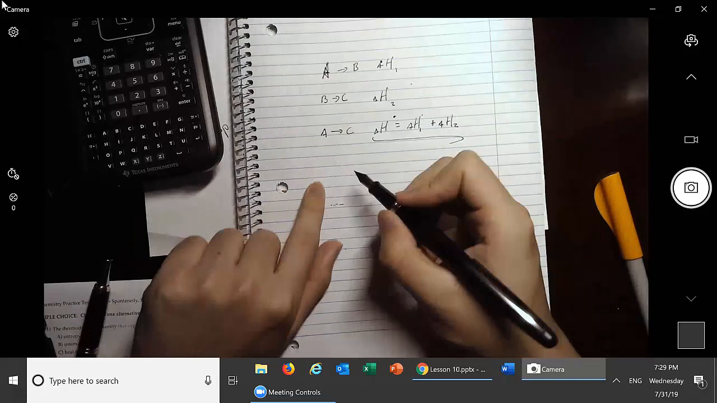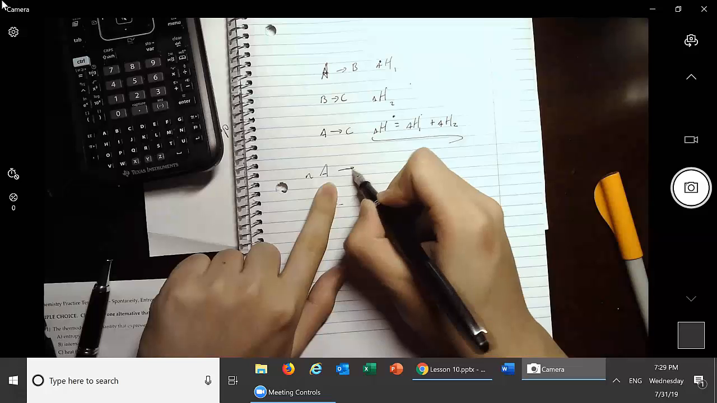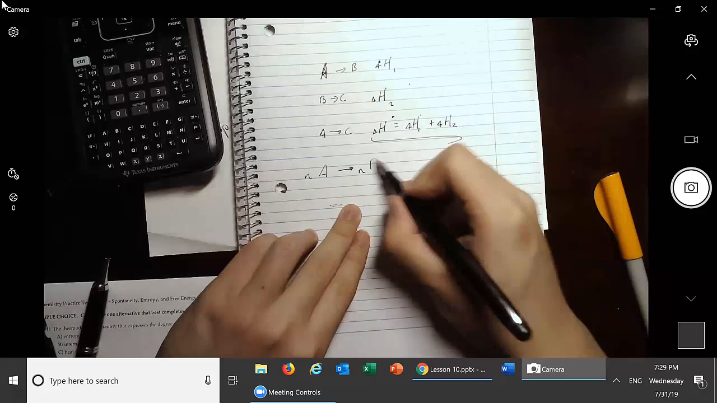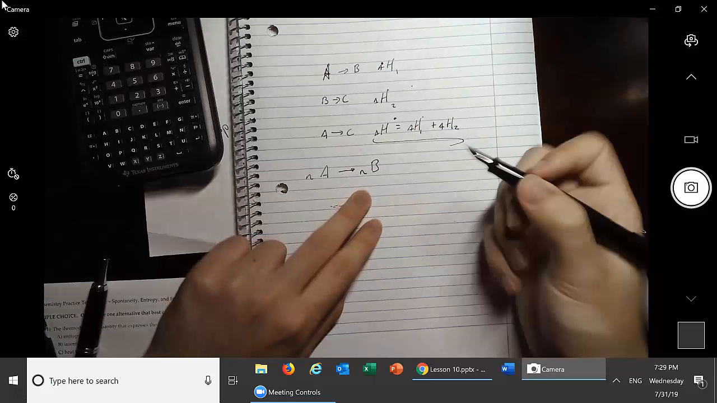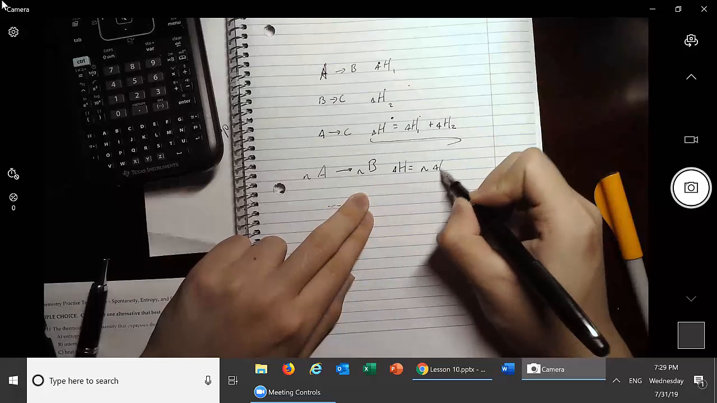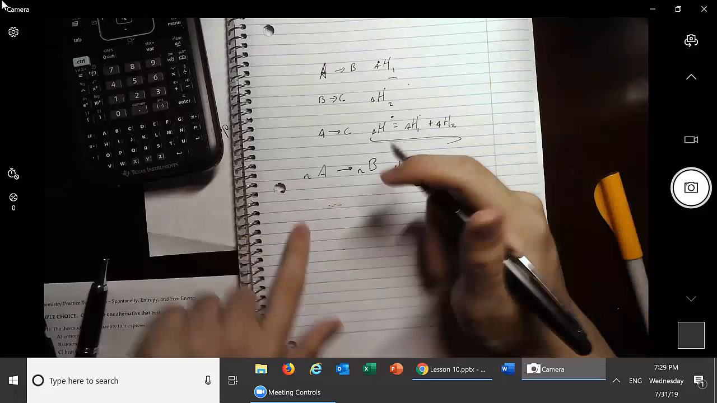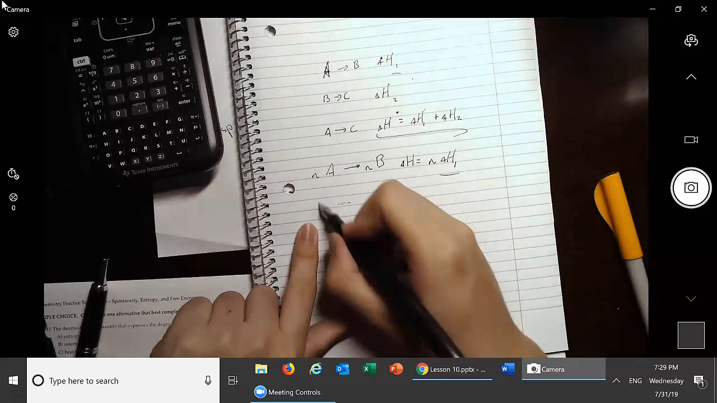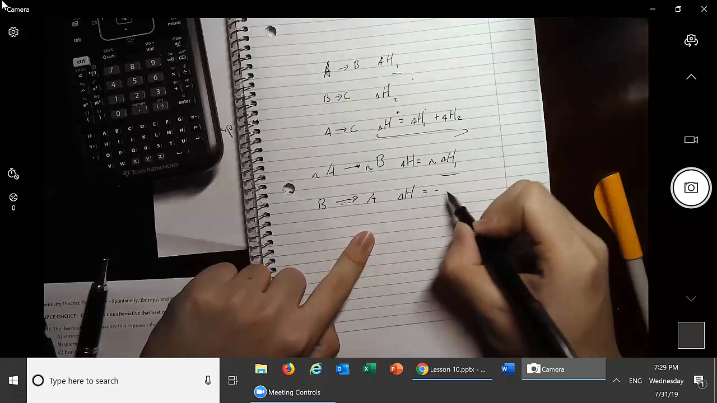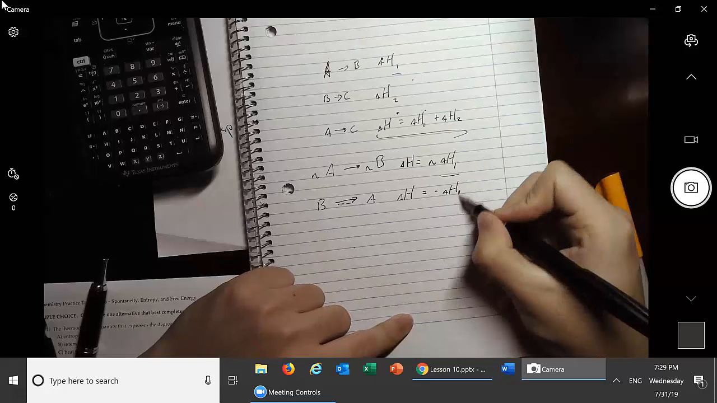If we multiply a reaction by some number n, it doesn't have to be an integer, so nA goes to nB, where n is just any number, then delta H equals n times delta H1. If we reverse a reaction, then the delta H becomes negative.